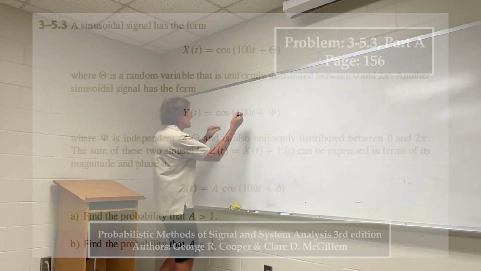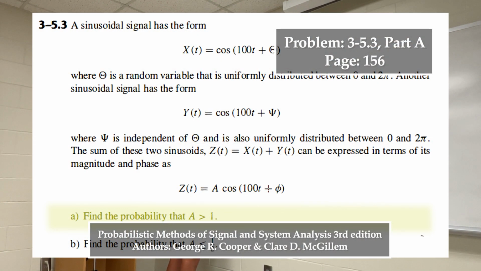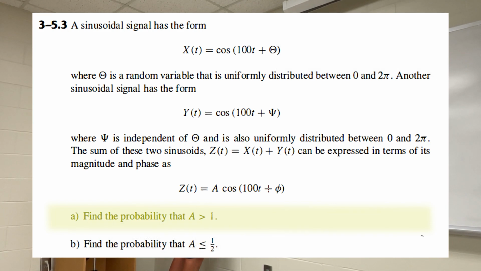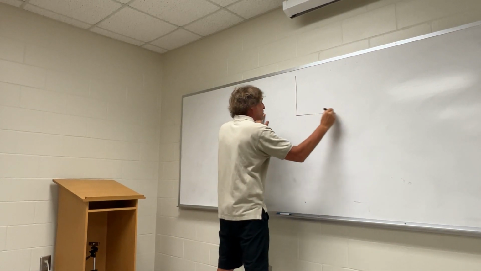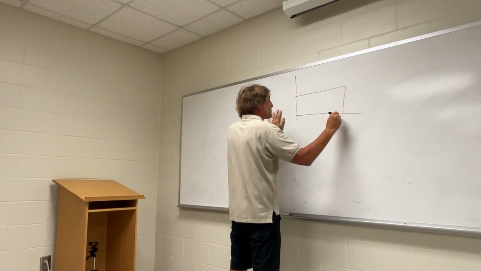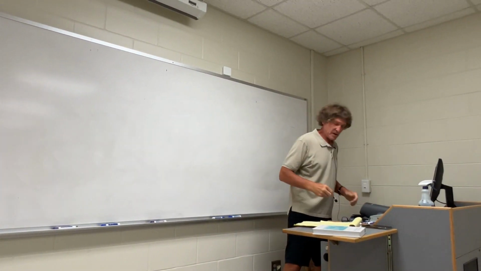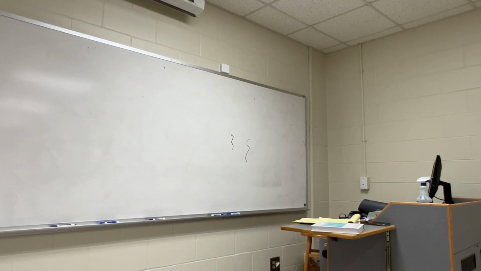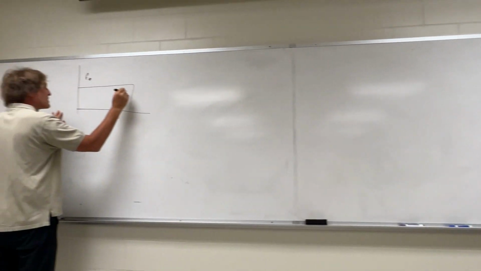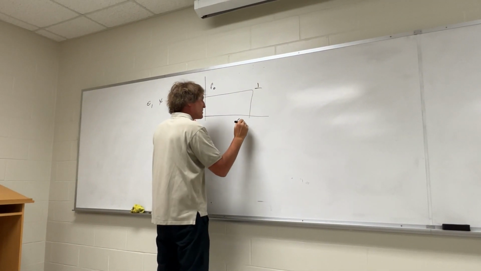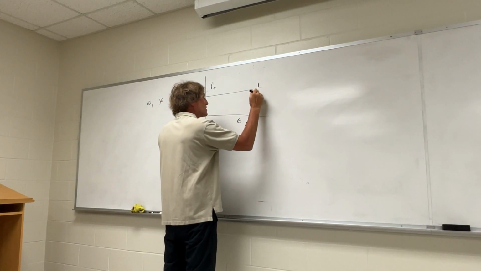So before, they said we have two random variables, and I'm going to use theta, and I'll use phi, and these have probability density functions. Let me get a different marker. They are constant, and what this is saying is theta, and this is f of theta. This is going to be 2 pi, and it's 1 over 2 pi in height.